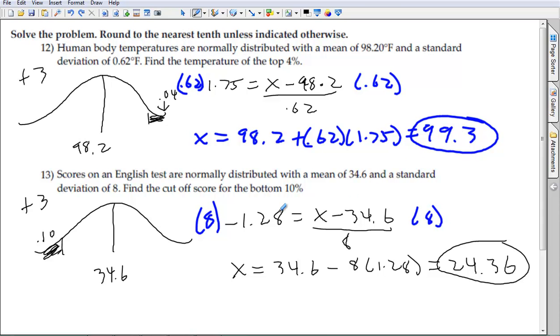And then the bottom 10%, that's negative 1.28. If you look that up in your z-table for the bottom 10%, again, multiply with the standard deviation, add the mean, and we get 24.36 would be the score. And obviously it should be below average if it's the bottom 10%.